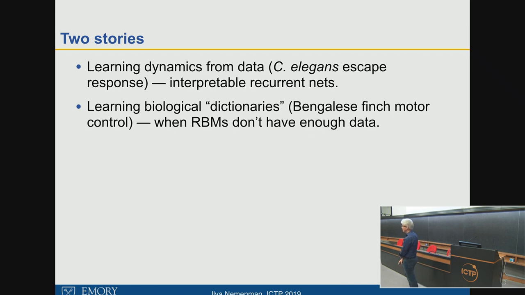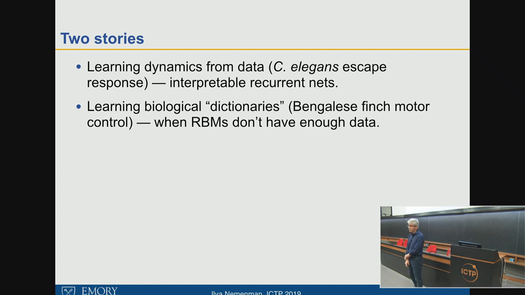And so the first example, we'll talk about the dynamics of the nociceptive pain escape response in C. elegans, in the tiny worm, which is about a millimeter long. What we are going to be using is essentially recurrent neural networks, but in a way that allows us to deliver an interpretable, dynamical model of what goes on in the worm, rather than the usual big black box that we get when applying machine learning methods.